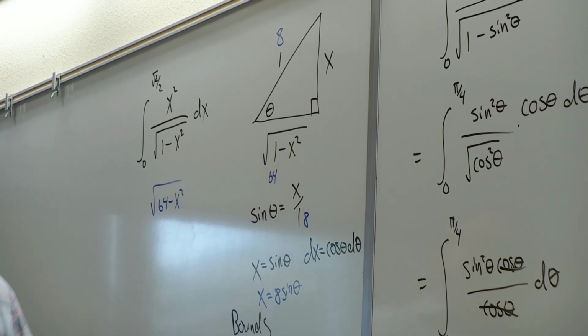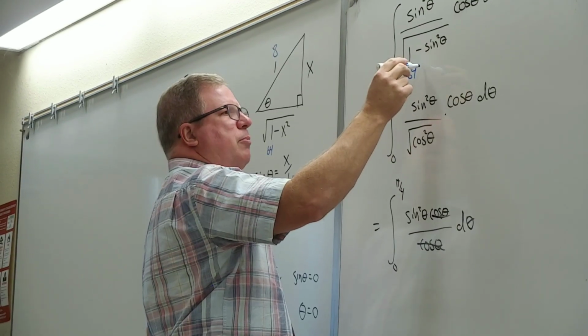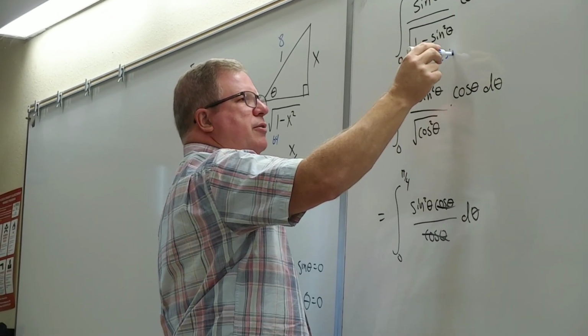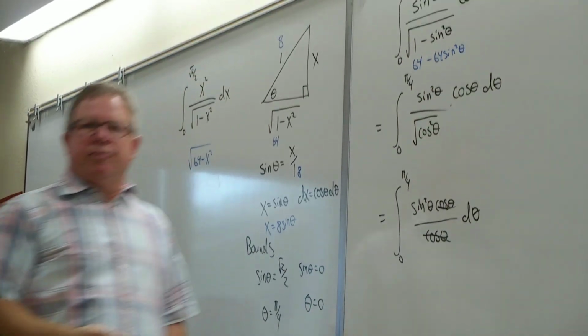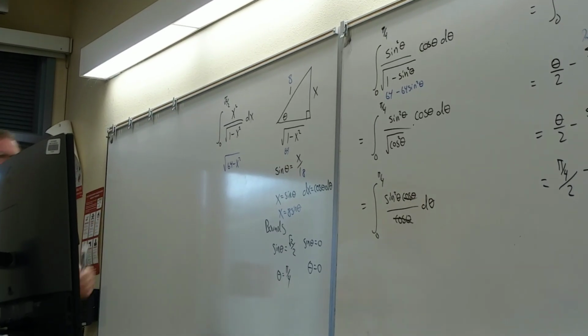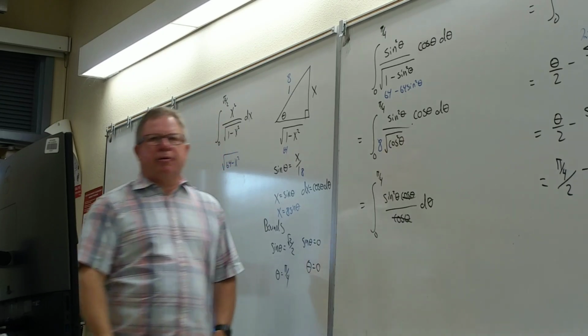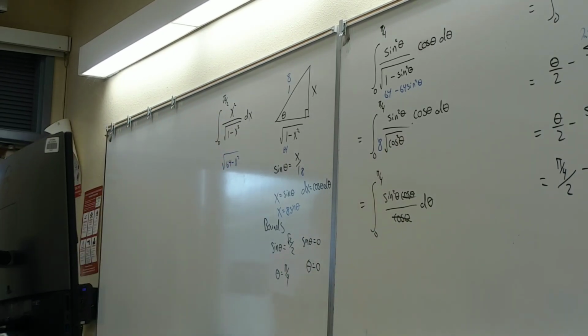So when you get to this step, you would have 64 minus 64 sine squared theta. Perfect. Then you could factor the 64 out, which when you take it out of the root, it would become 8 here. And it would carry through the problem. Is that okay, Ernie? Yeah.